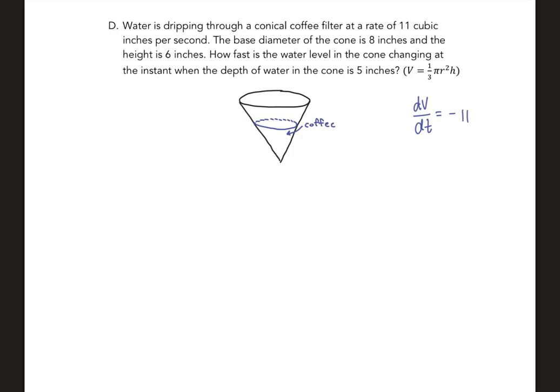Okay, they say the base diameter of the cone is 8 inches. Okay, so we'll write that. That's not changing, so we can actually label that with the thing that it equals. We don't need a variable. And then the height of the cone, they tell you, is 6 inches.